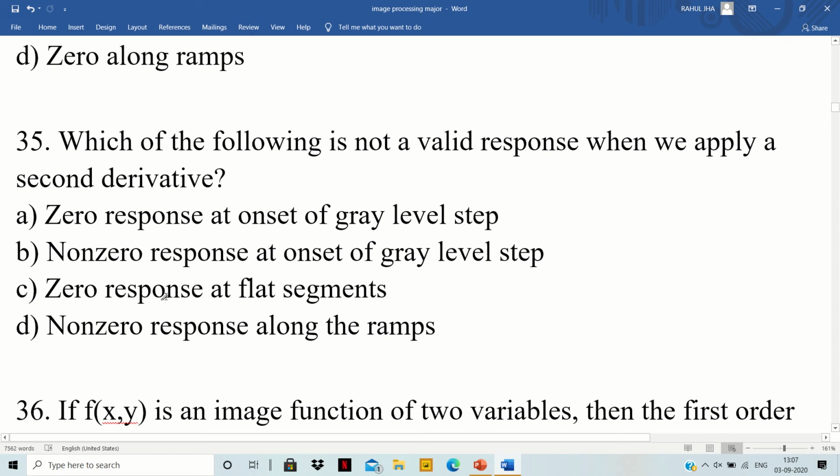If we are forming the second derivative, it will give the zero response at the flat segments. It will give non-zero response along the ramps. If there is some ramps, it means there is some sinusoidal structure, and this kind of structure will be formed. The non-zero response along the ramps. And there will be zero response at onset of gray level steps. So the right answer will be B, non-zero response at onset of gray level step, which is completely a wrong answer.